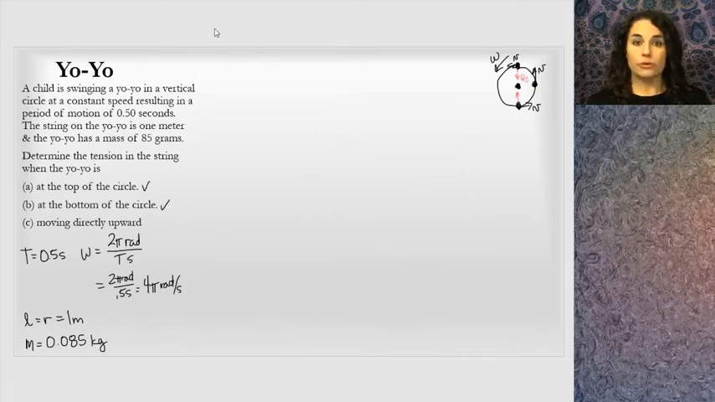Through the magic of video, I have created some space for us to be able to do part C on this problem. And part C asks about when the yo-yo is on the side moving upward. So let's see, at the side, let's draw a free body diagram. If I draw a free body diagram of the yo-yo at the side, I know there's a weight. There's the weight. And I also know that the acceleration, when I look at it, is directly inward towards the center of the circle, which would be left, right? A centripetal.